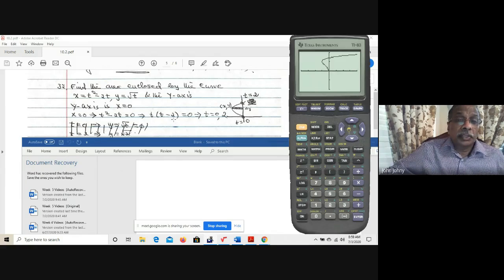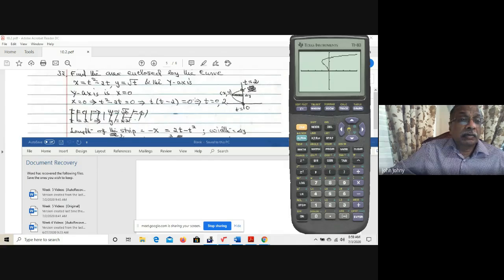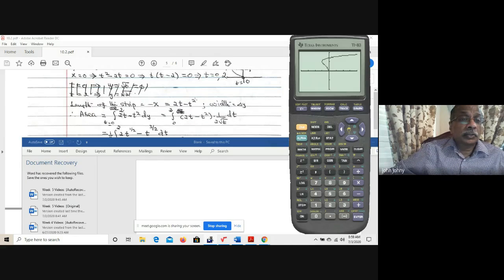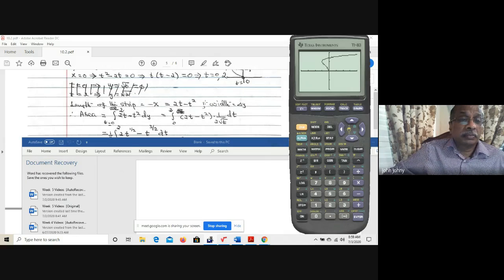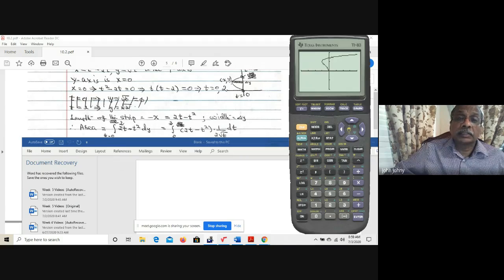And now it is revolving about the y-axis. So length of one strip, this strip, we are talking about this strip. Length of that strip is negative x because it is in the second quadrant, which is 2t minus t square.